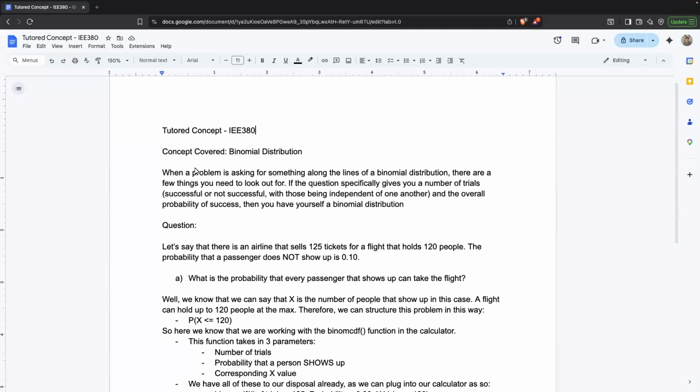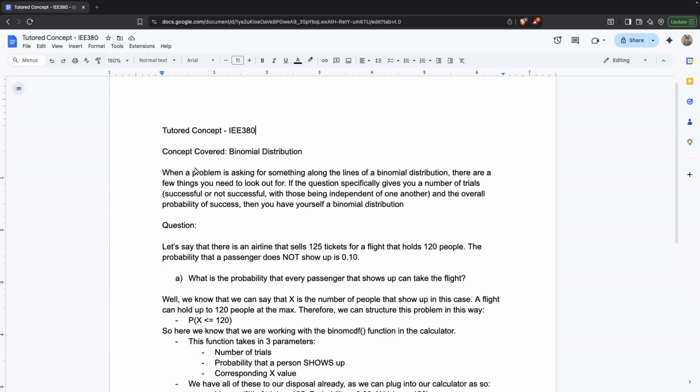So when a problem is asking for something along the lines of a binomial distribution, there are a few things you need to look out for. If the question specifically gives you a number of trials being successful or not successful, and those trials are independent of one another, and if the overall probability of success is given, then you have yourself a binomial distribution problem.